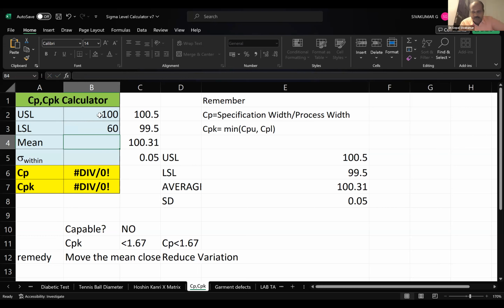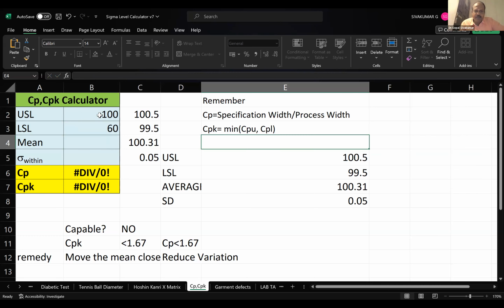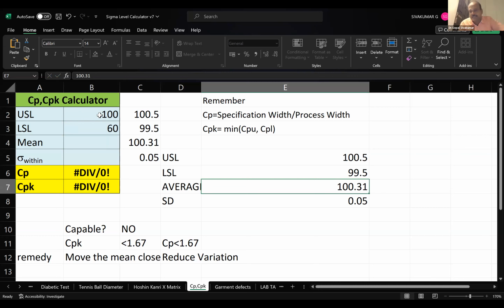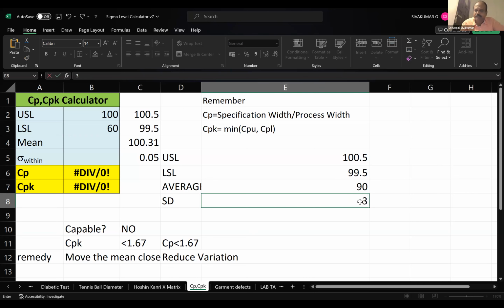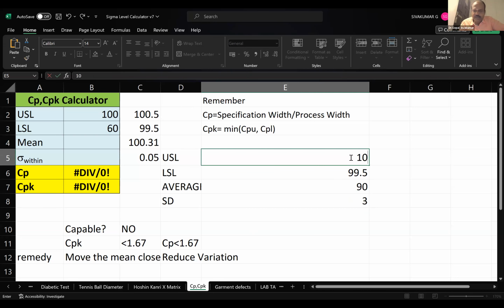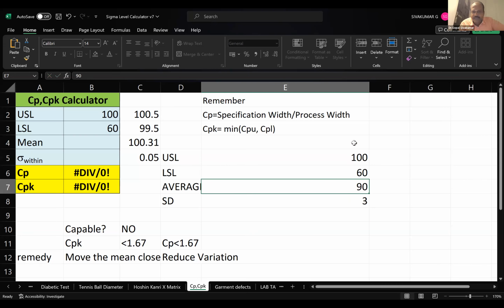Imagine we did a pilot exam and we got some data. The data is the class average. Can you tell me a number for the class average? 90. That means you people are scoring very high. Class average is 90, I have typed 90. And the standard deviation of your test marks, let me say, is also very low, just 3 marks. So upper spec is 100, lower spec is 60, class average is 90, class standard deviation is 3.